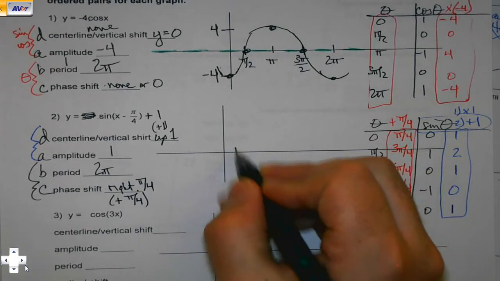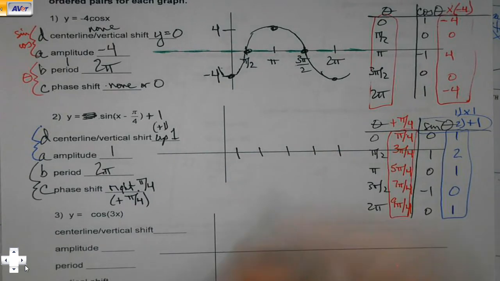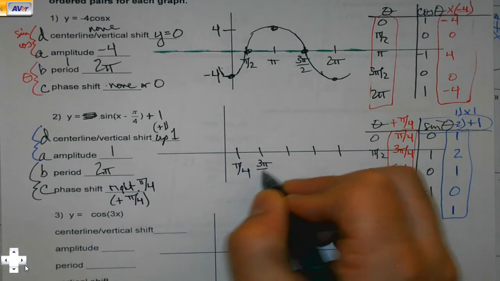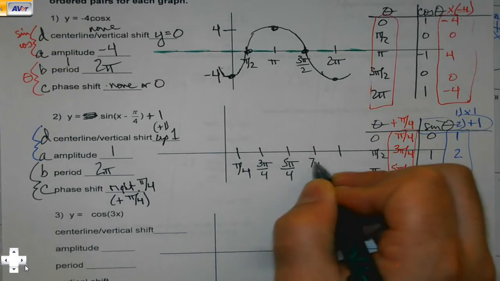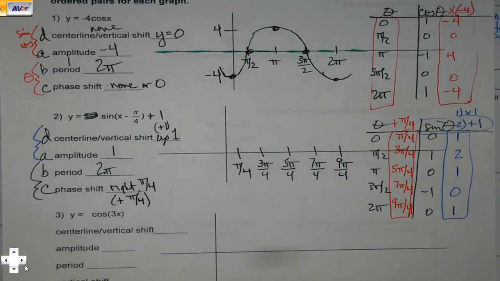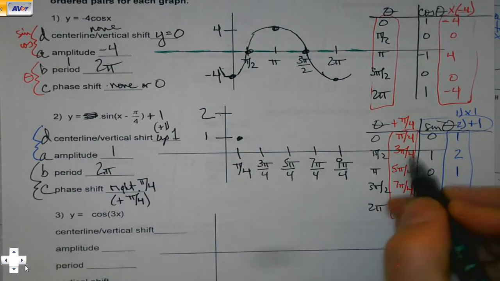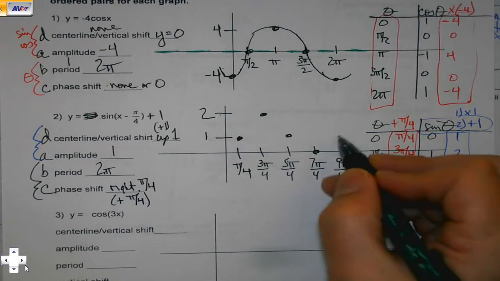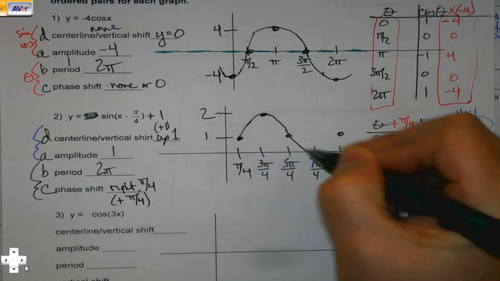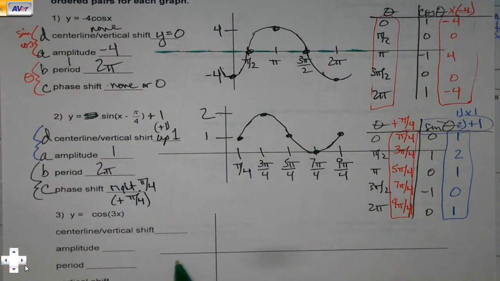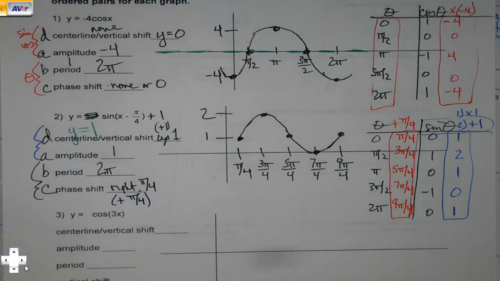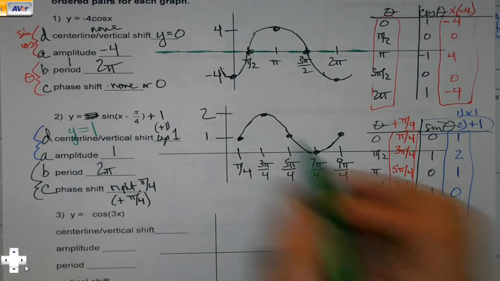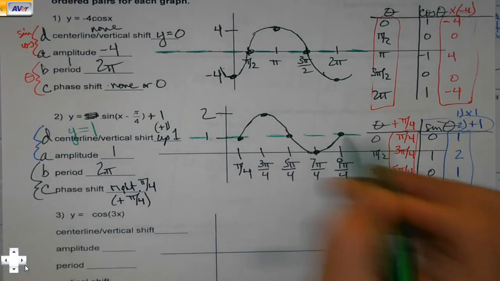So, label my axes. And so now, pi over 4 is 1, 3 pi over 4 is 2, 5 pi over 4 is 1, 7 pi over 4 is 0, 9 pi over 4 is 1. And just like in the first one, wherever that shift was, that's going to be my center line. So before it was at 0, this time I went up 1, so it's at 1. And I'm going to put that dotted line in there and have myself set.